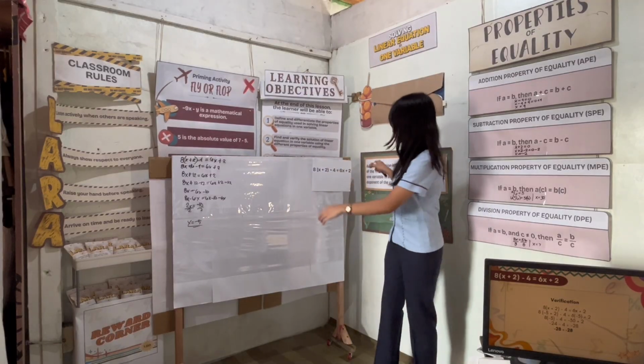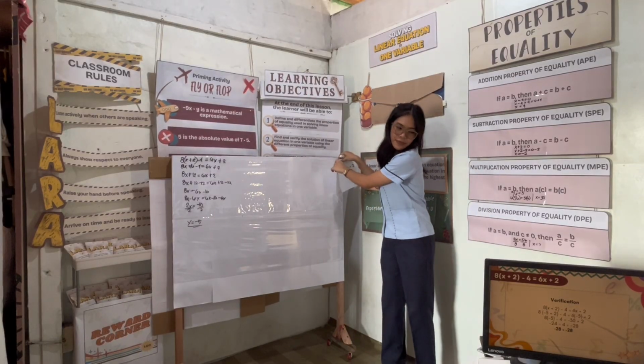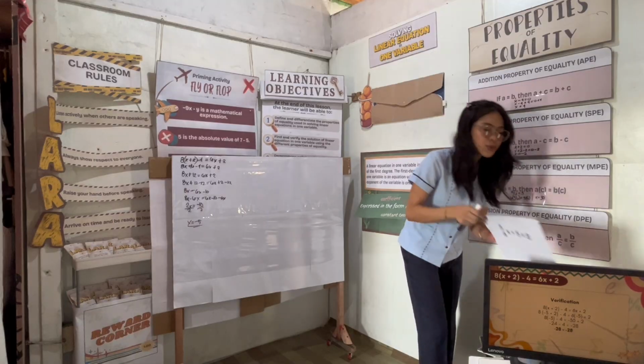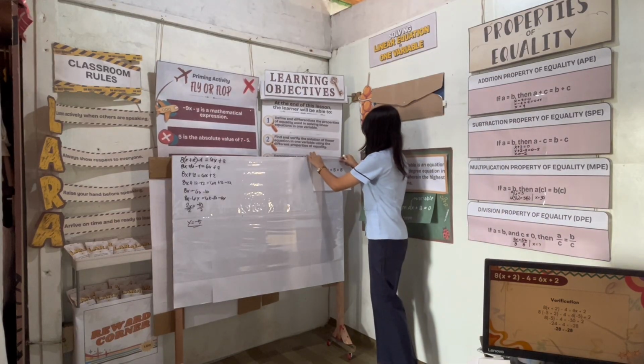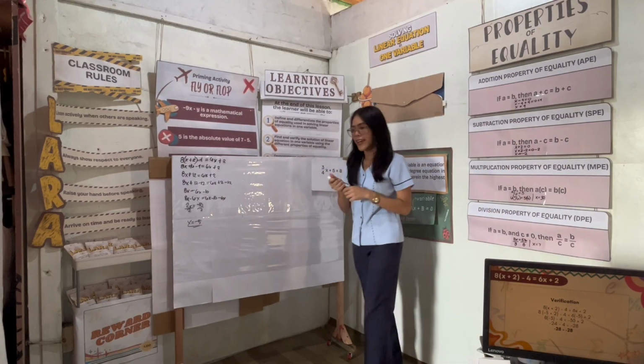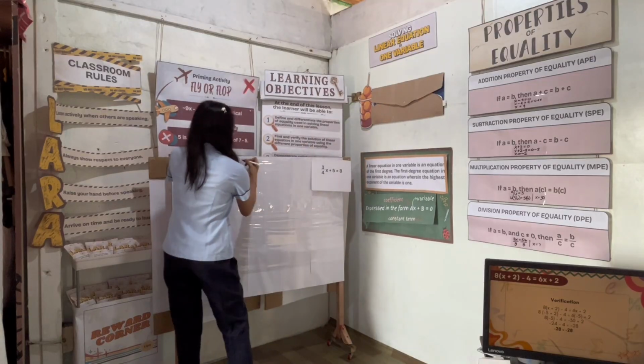Now let us have another example. Our example number 2 is 3/4 x plus 5 is equal to 8. Let us rewrite our equation.